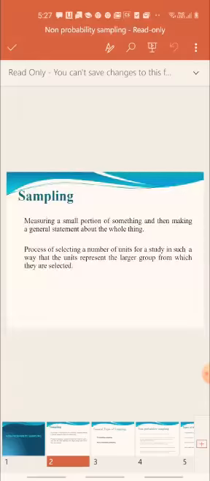Firstly, let us understand what we mean by sampling. Measuring a small portion of something and then making a general statement about the whole thing. That is, taking a very small amount of anything which actually represents the whole population, that is known as sampling, and which is depicting the population. So it is the process of selecting a number of units for the study in such a way that the units represent the larger group from which they are selected.